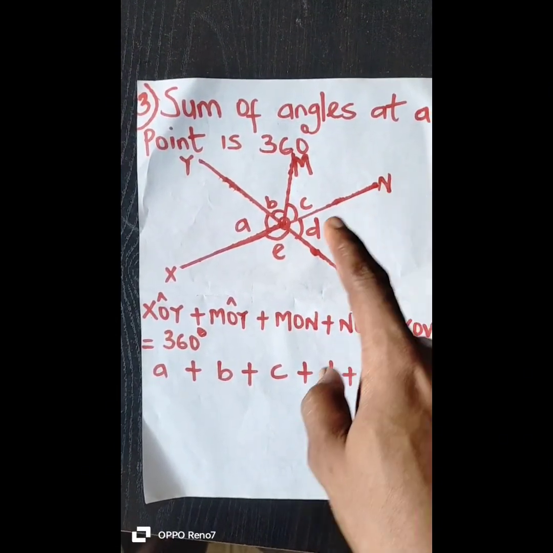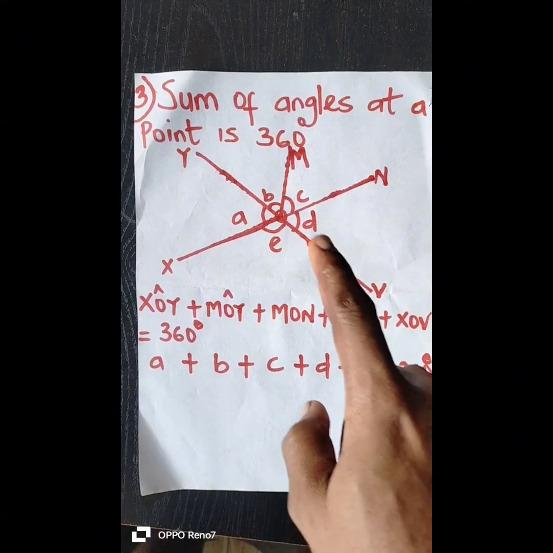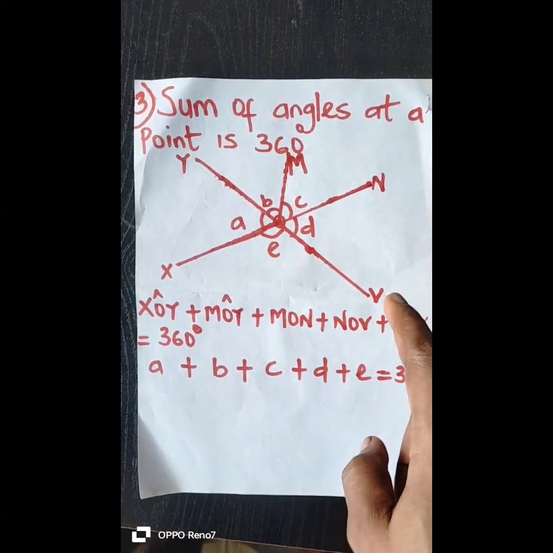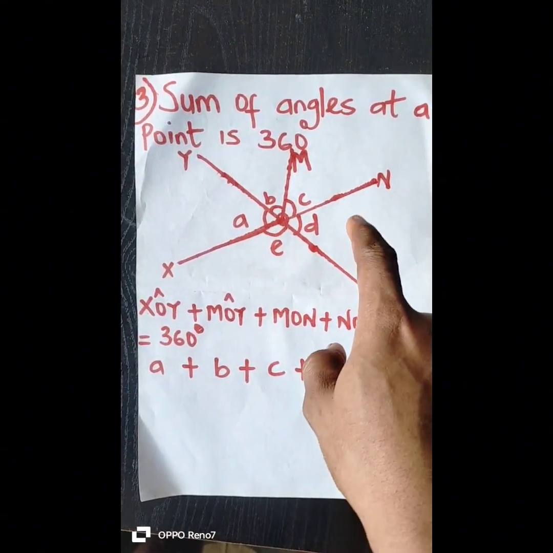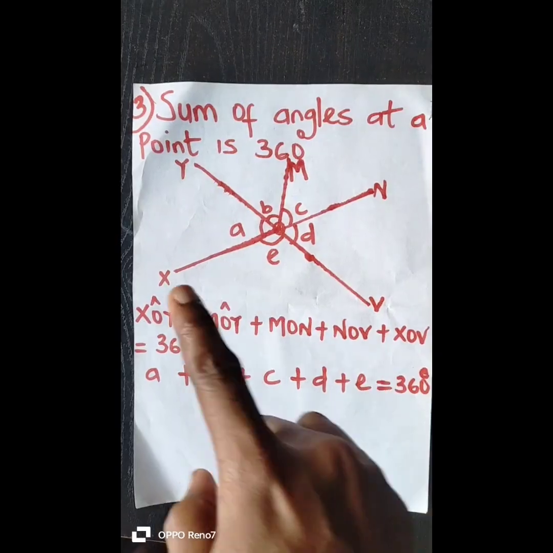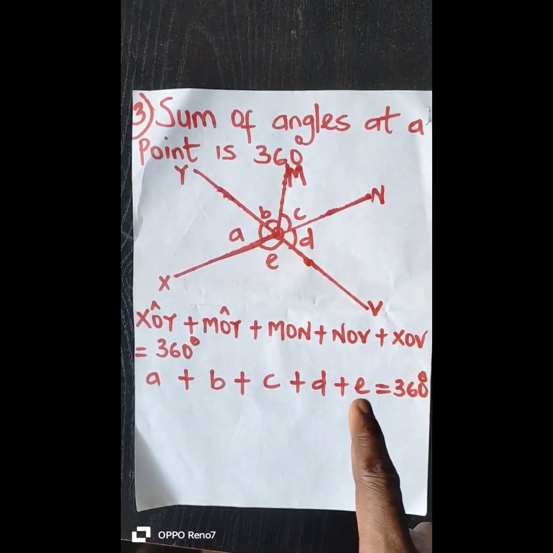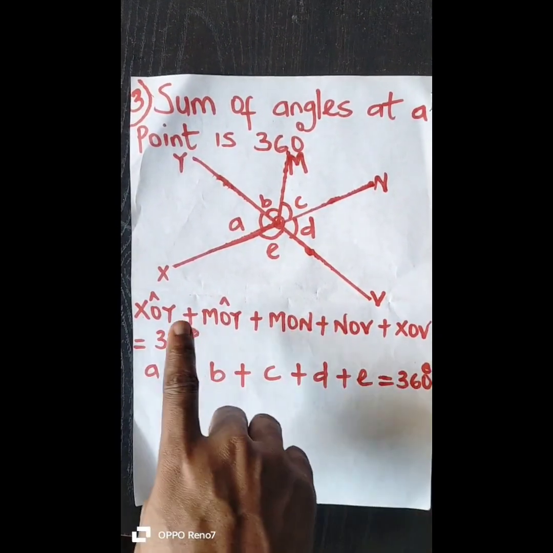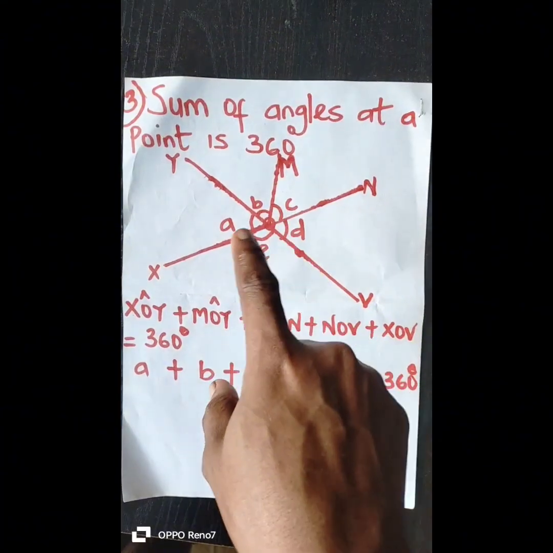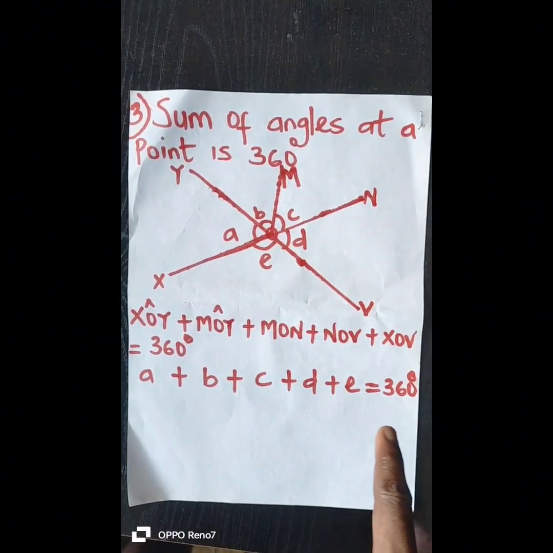Then we have NOV, which is the same thing as angle D. Then we also have XOV, which is the same thing as angle E. Now when you sum everything together at a point, the sum of angles at a point will give you 360 degrees.